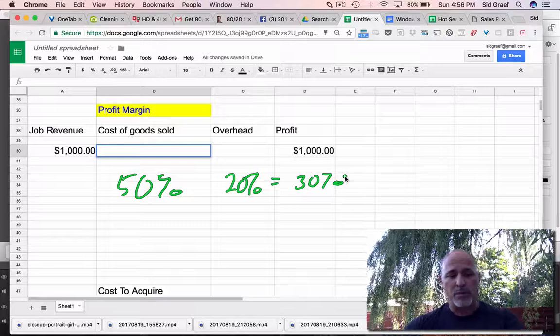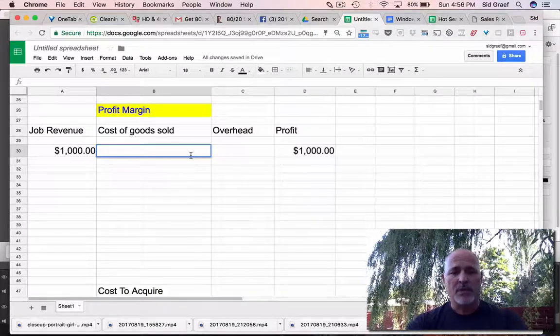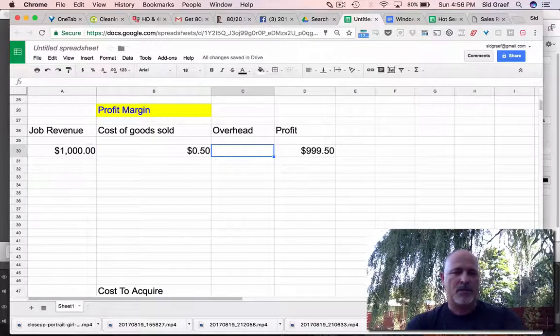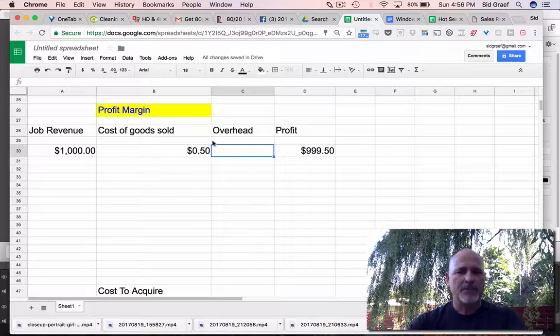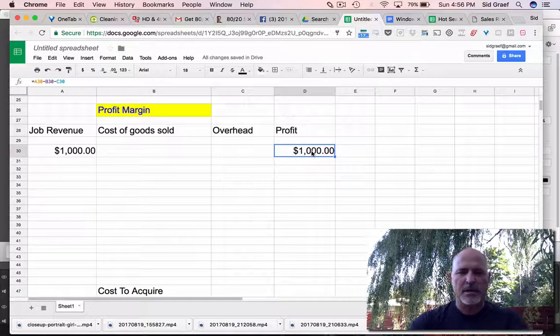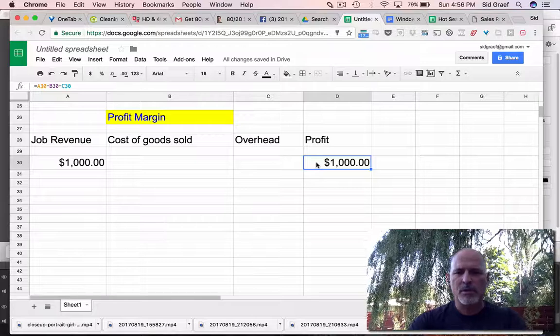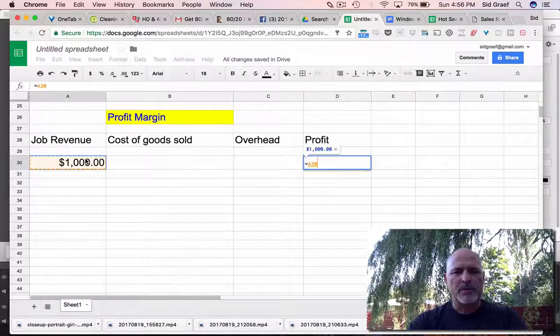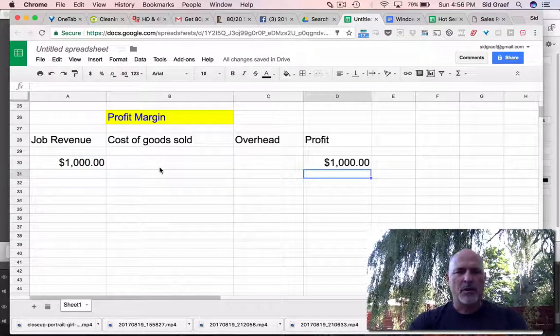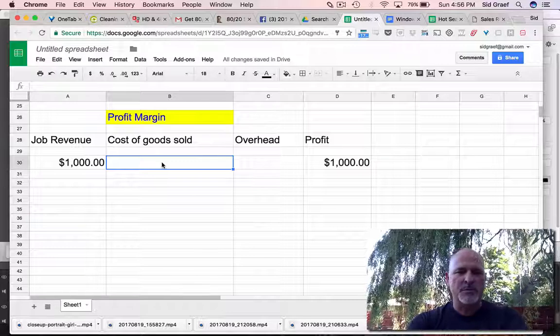All right, what does that look like in real life numbers? Our cost of goods, we're going to go 50%, which is 0.5. I did something wrong because that's 50 cents. I'll change my formula up a little bit. Bear with me just a second. I have to change this formula. It's going to equal your job revenue minus cost of goods minus overhead. So cost of goods here, oh, 50%. It was me messing up.